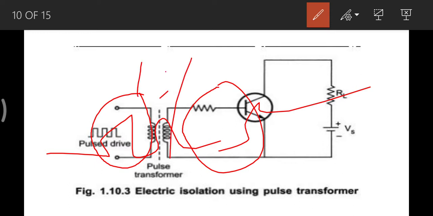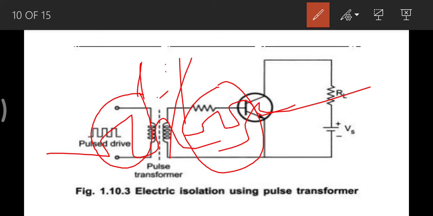So whatever pulse we apply on the primary side, the same pulse is generated on the secondary side. There is no step up and no step down, because we are using the ratio 1:1. That generated pulse is applied to the gate, and because of this gate pulse, the BJT turns on.